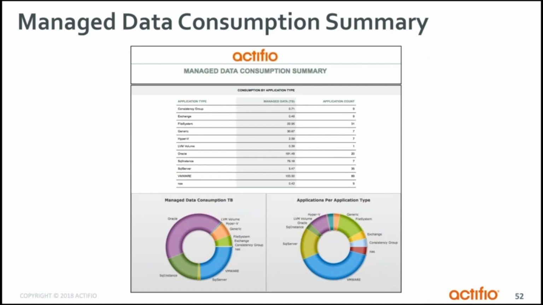We have the consumption by application type, which is telling us how we're consuming it and the count of applications contributing to it, right? We also have the data consumption in terabytes, and a chart of the applications per application type. We can also look at consumption based on organization as well as application type. So you can say, okay, is a particular organization consuming more space than others?